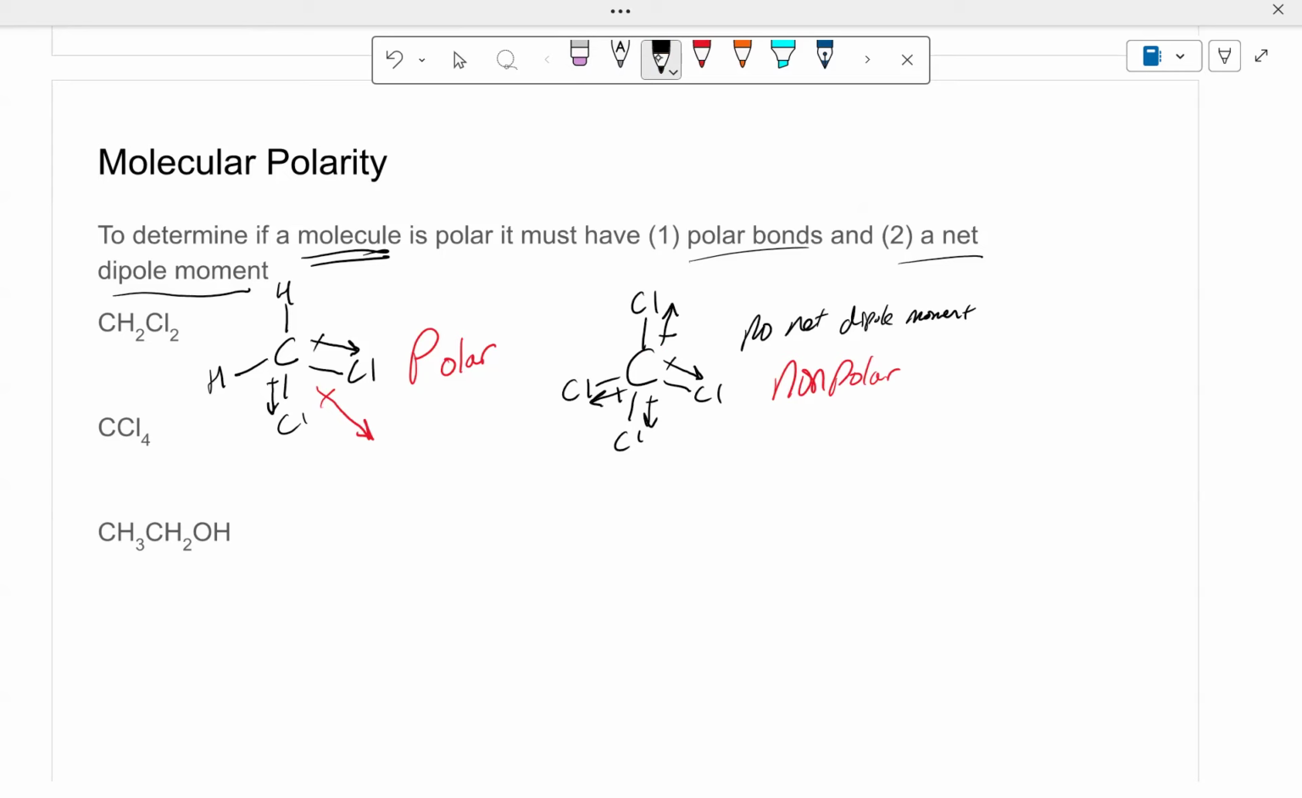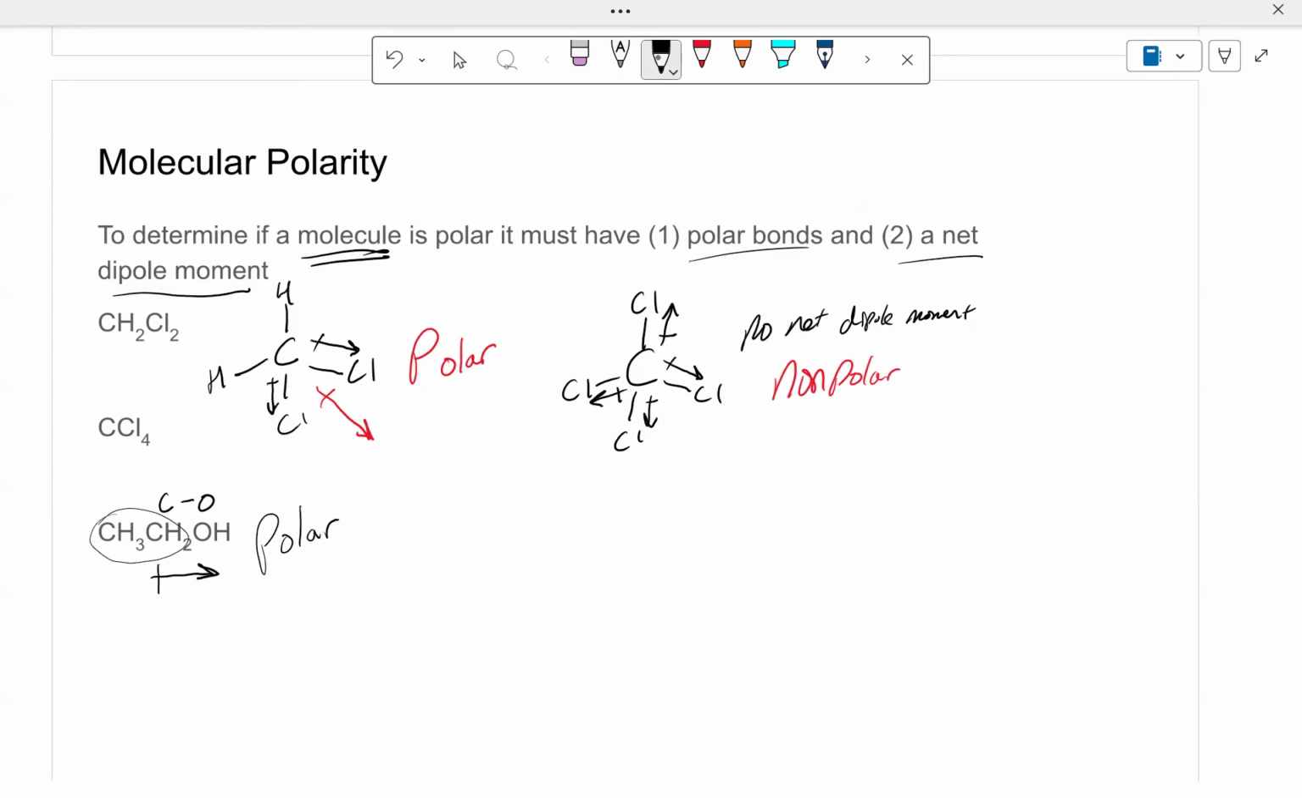Now, the last one here, we don't necessarily have to draw a Lewis structure. It might help, but if we assume that the carbons are attached to each other, and the oxygen is attached to that second carbon, then all of this here is not going to be polar because it's carbon-carbon bonded, and hydrogens bonded to carbon. But we got a carbon-oxygen bond here, and that is a polar bond. And so there's that net direction of polarity towards the oxygen. So this would be a polar compound.